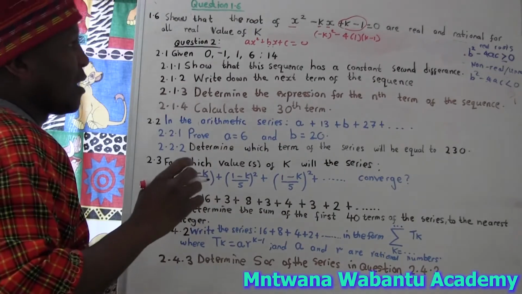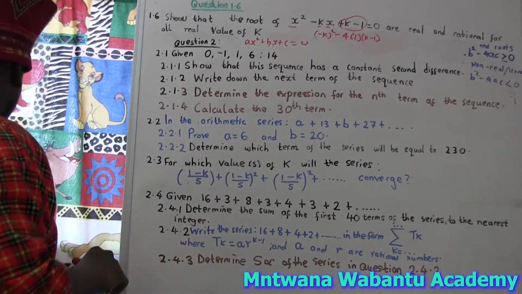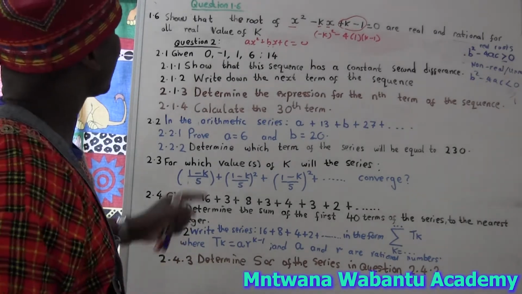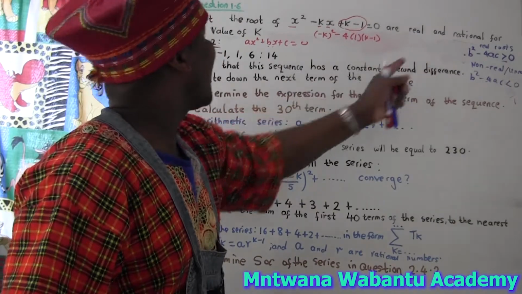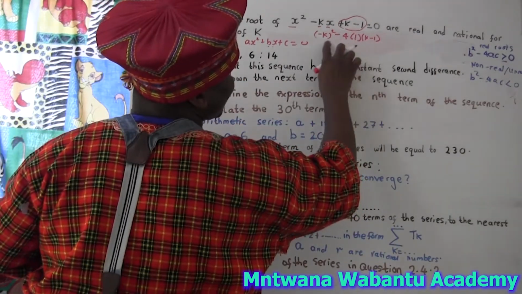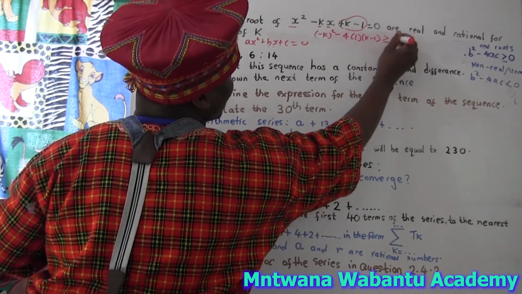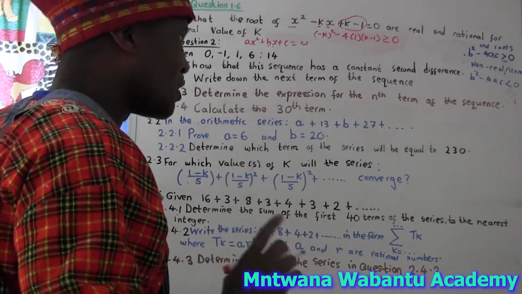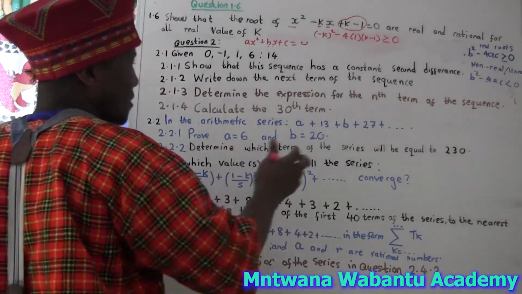So now we say that for this condition, for this to be real and rational, to be real, this must be greater than or equal to 0. So it means this must be greater than or equal to 0. You know why? No, let me come back here.